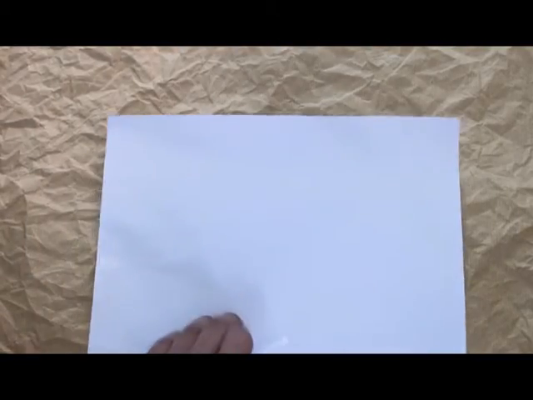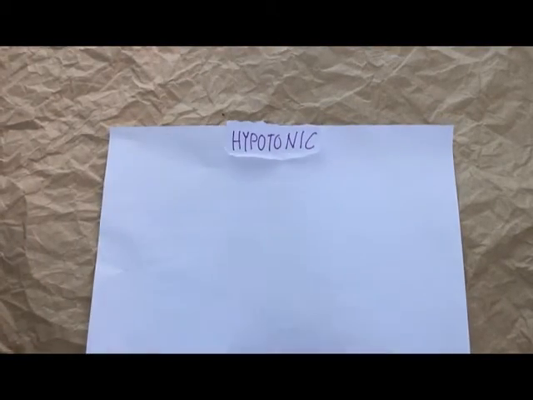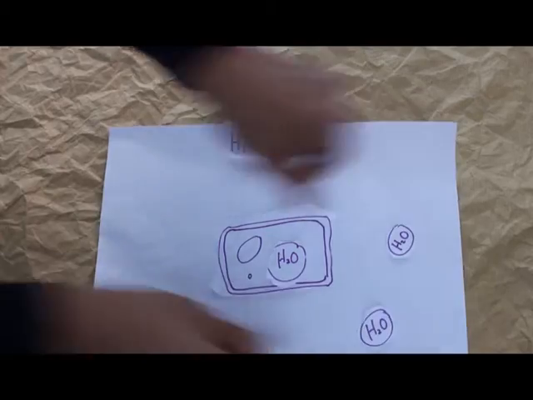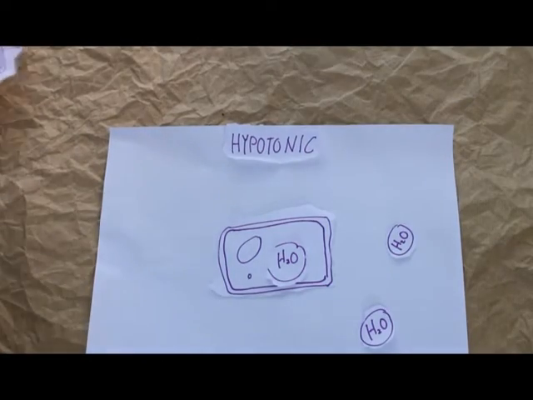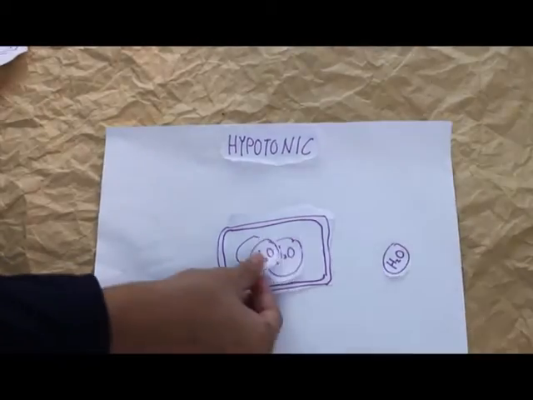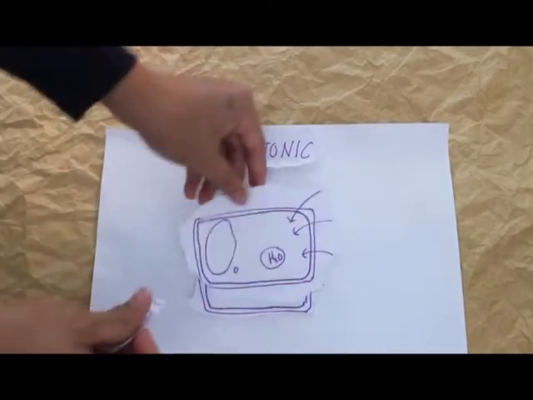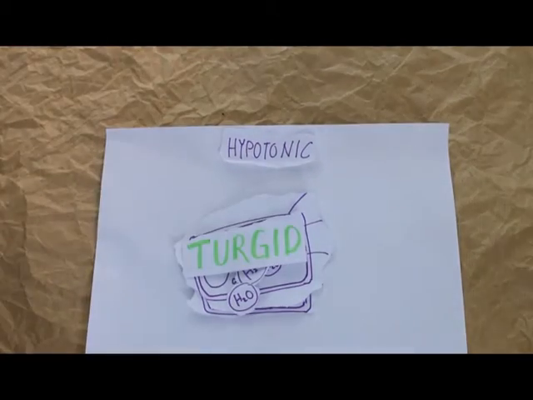In the next one, we'll be talking about hypotonic. This is when the water potential outside of the cell is higher than the water potential inside the cell. This causes the water to move inside the cell, causing the cell to be turgid.